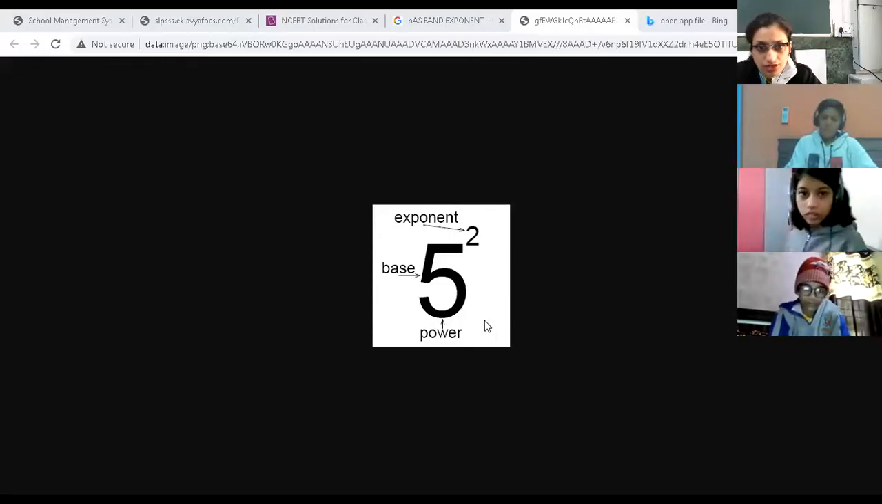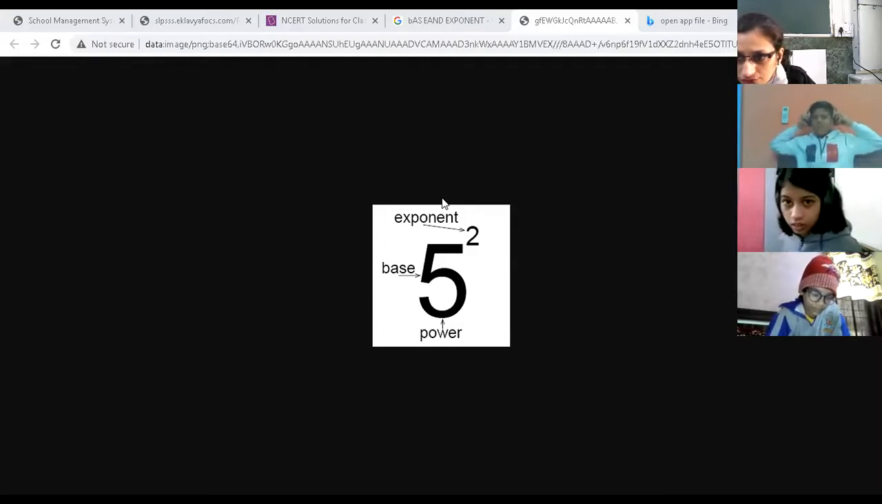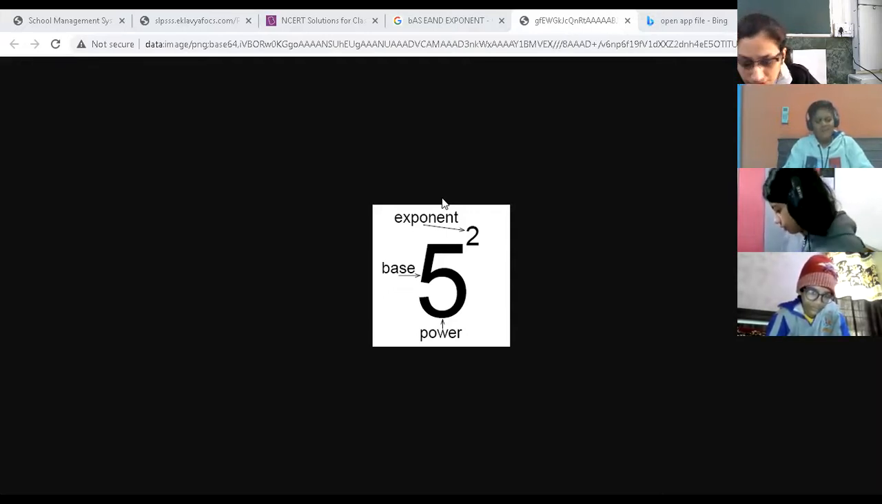Today I am going to start with the chapter exponents and powers. In exponents and powers, first of all, let us understand what an exponent is. Exponent means the shortcut of multiplication, and the word exponent indicates how many times a number has been multiplied.